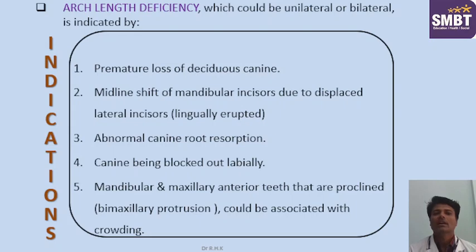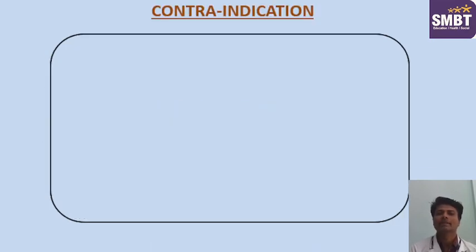Because of that arch length deficiency, there is a proclination of the maxillary and mandibular anterior. So that proclination, both maxillary and mandibular anterior proclination, also known as bimaxillary protrusion, could be associated with the crowding of the teeth.